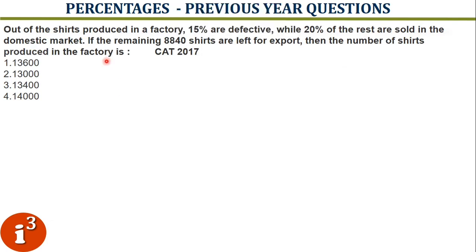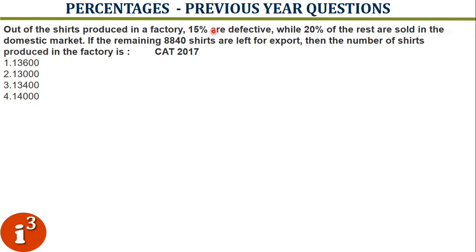This is again a question of CAT 2017. Out of the shirts produced in a factory, 15% are defective, while 20% of the rest are sold in the domestic market. This is a very important line, this 20% of the rest, where most of the students get trapped. If the remaining 8840 shirts are left for export, then the number of shirts produced in the factory is?